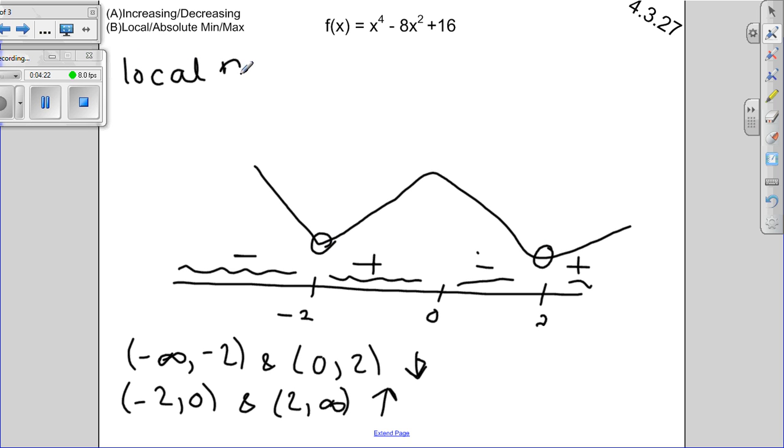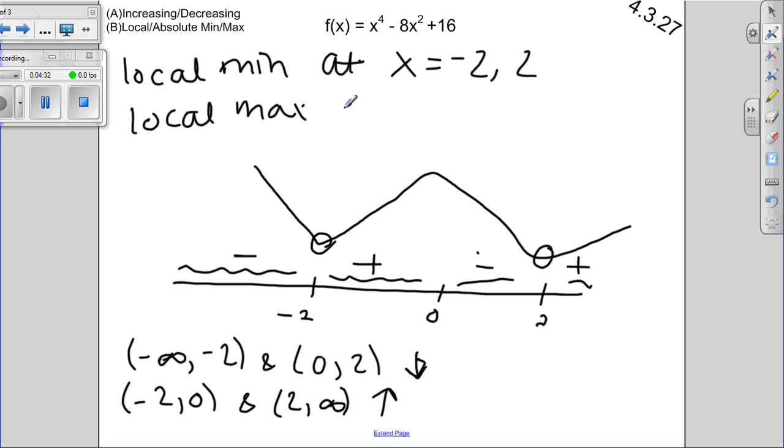So you can see that we're going to have local min at x equals negative 2 and 2, and local max at x equals 0. Now let's consider our absolute minimum and maximum. Well, clearly you can see that we're not going to have an absolute maximum because this is just going to go on forever, and this is just going to go on forever here. So there's going to be no absolute maximum.